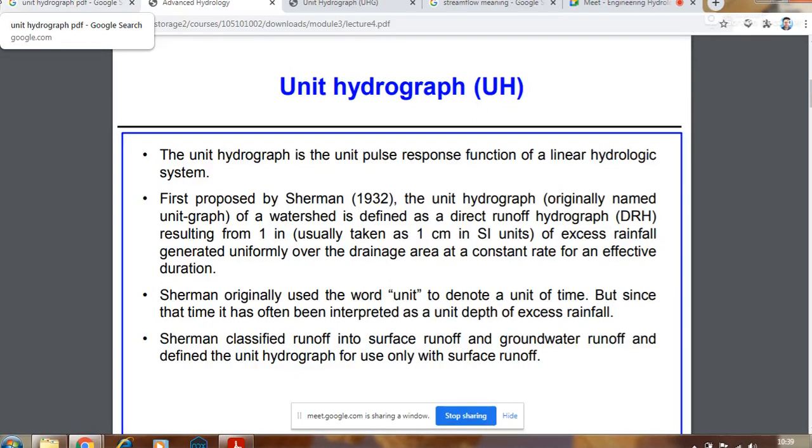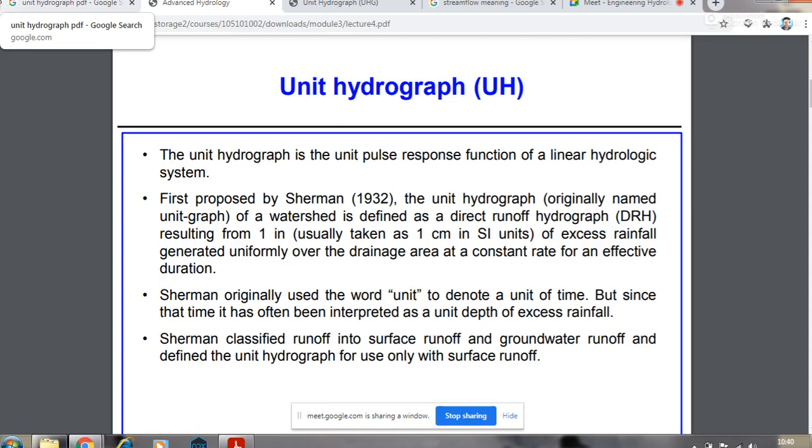Now what they have said is that it is the unit pulse response function of a linear hydrologic system. Okay, so this may sound a bit difficult to all of you, but at the same time you need to find the meaning of each and every word, so that you can easily understand what is going to happen with this. Okay, so they have said it is the unit pulse response function of a linear hydrologic system.